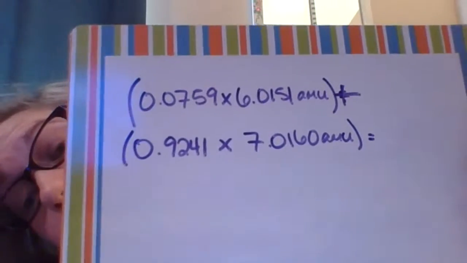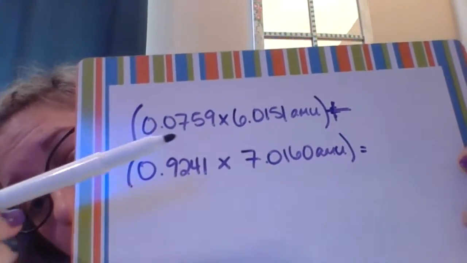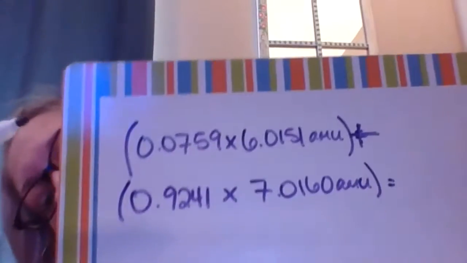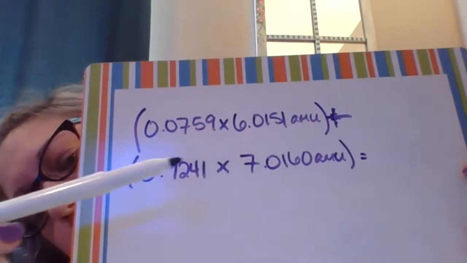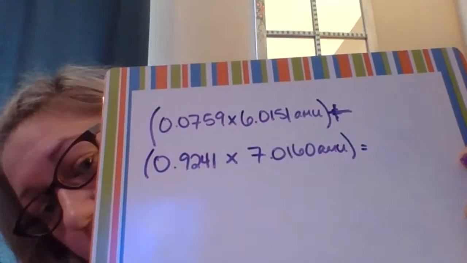And then we add that to the other percentage in decimal, which is 0.9241 times 7.0160 AMU in parentheses. So that should be what the first step looks like. The percentage in decimal times the mass plus the percentage in decimal times the mass for each isotope.